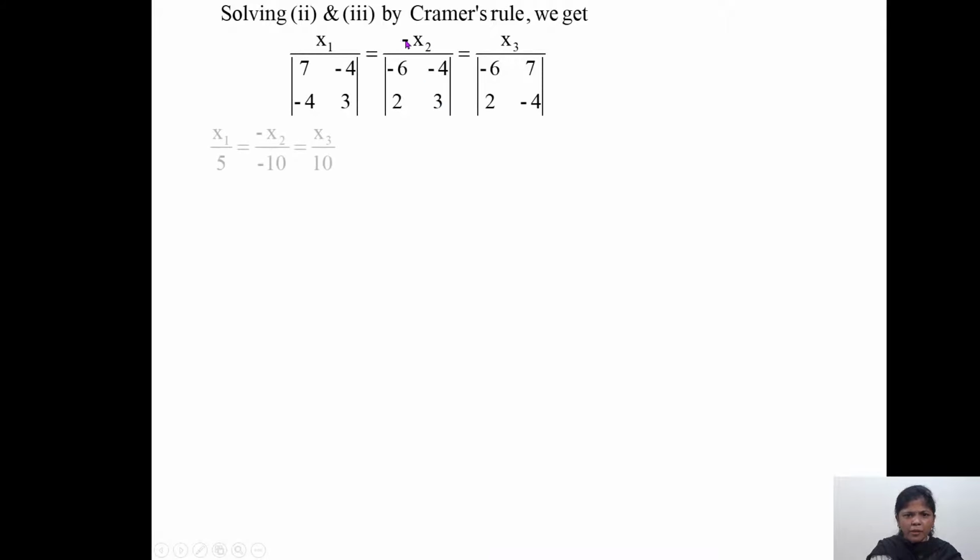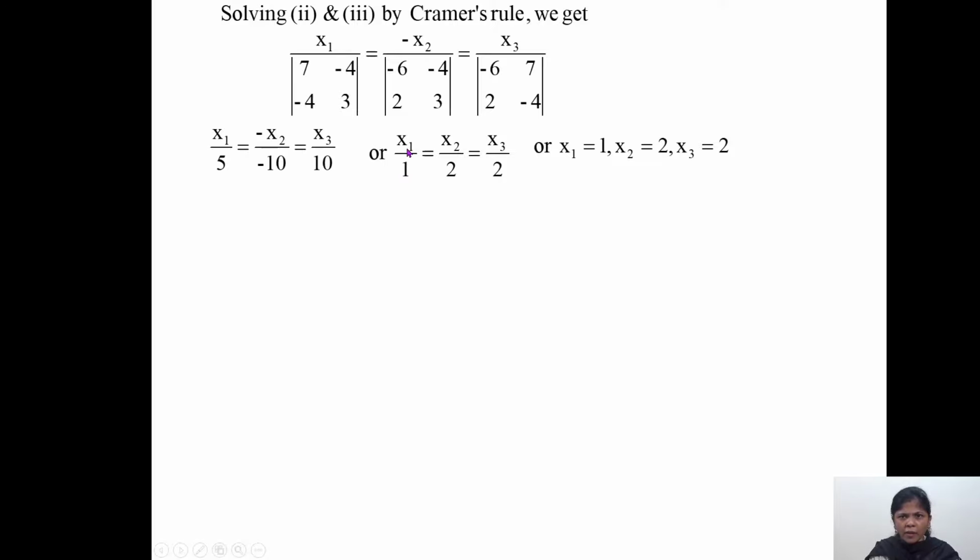Similarly, for the next one we write minus x2, using the coefficients of x1 and x3, equal to, for x3, the coefficients of x1 and then x2. Simplify this. Here 5 is a common factor, so you may cancel it out. So we get x1 upon 1 equal to x2 upon 2 equal to x3 upon 2, which we can write as x1 is 1, x2 is 2 and x3 is 2, because it is a proportion, not a ratio.